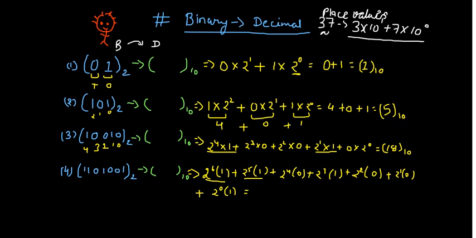So 64 plus 32 plus 8 plus 1. Remember this one is 8, and now in total it is going to be 105. Okay, 105 base 10.